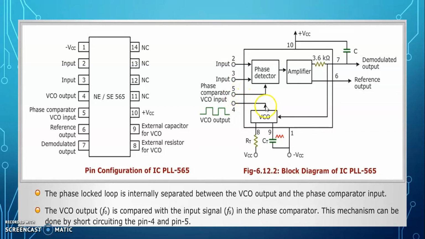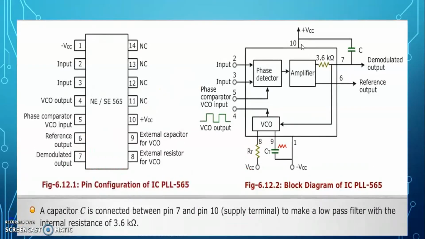Then only the voltage control oscillator output is connected to the phase detector input. Here the input signal is applied to either pin number 2 or pin number 3. The input signal is a constant frequency signal. Here the external capacitor is connected between pin number 10 and 7. Hence the internal resistor 3.6 kilo ohm and the capacitor make a low pass filter.